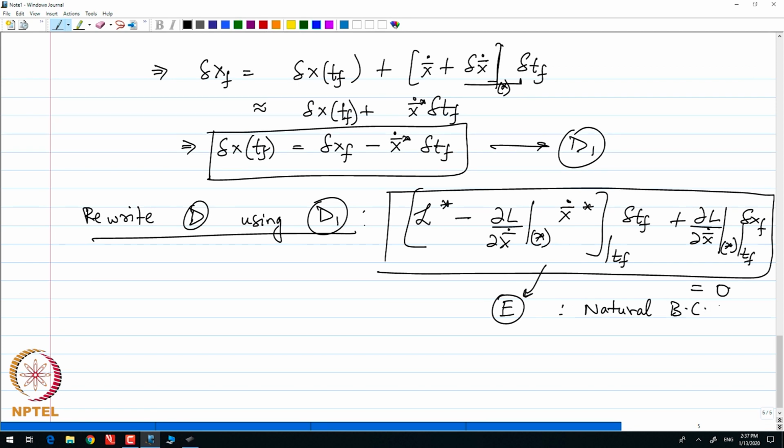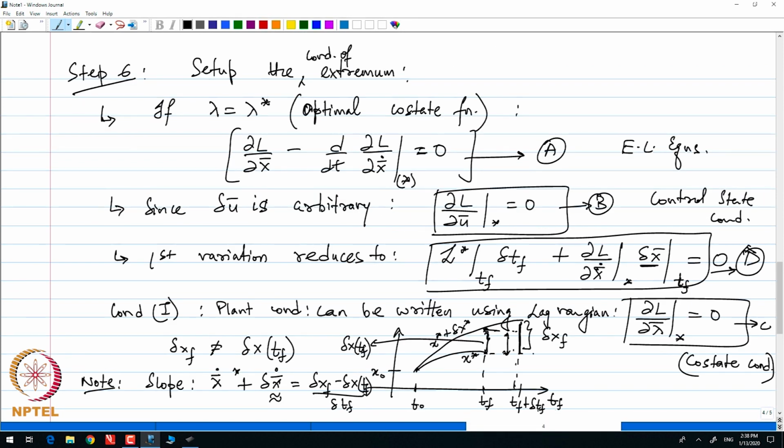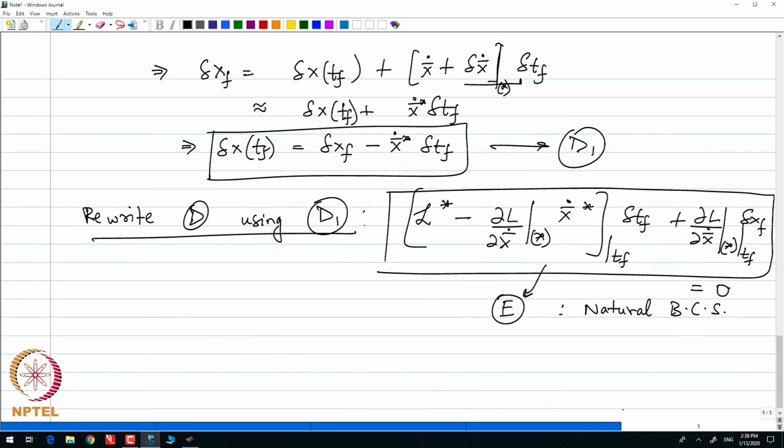Now I have set up all my first variation conditions, namely the Euler Lagrange, the control condition, as well as finally the natural boundary condition, plus we have an extra condition in the form of a co-state condition, which is nothing but the plant condition. Well, it seems that this setup is quite complicated. So, let us slightly simplify this description by introducing our Hamiltonian formulation, or what we call the Pontryagin H function.